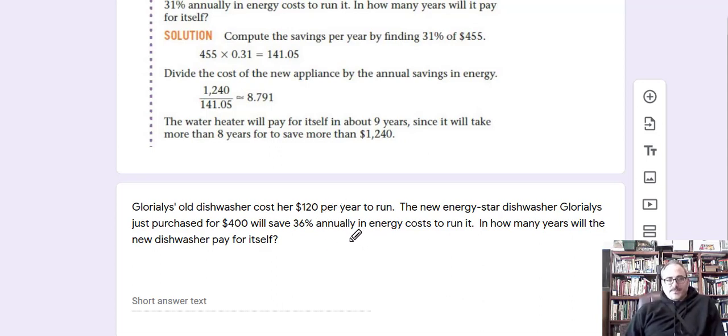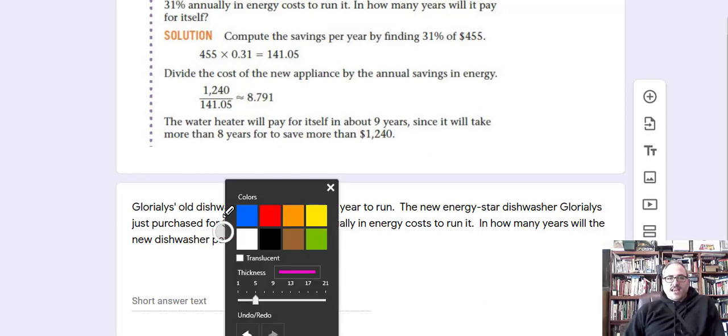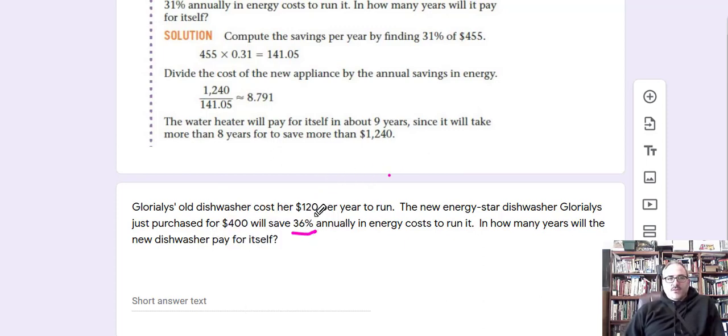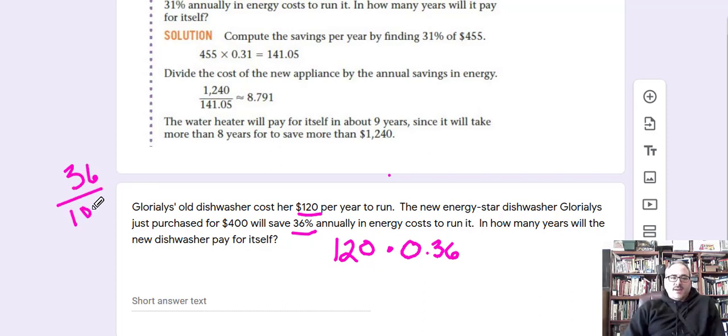Okay, so we've got to figure out what 36% of the cost is, for the savings. It used to cost her $120 per year to run her old dishwasher. The new dishwasher is going to be a savings of 36%. So I can express this as a decimal: 0.36 is 36% expressed as a decimal. How do I get that? That's 36 divided by 100, right? 0.36. I just moved that decimal.